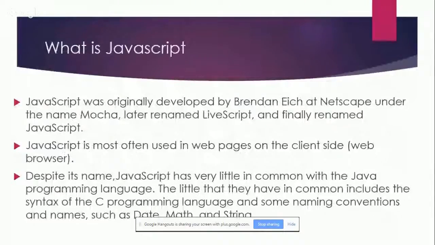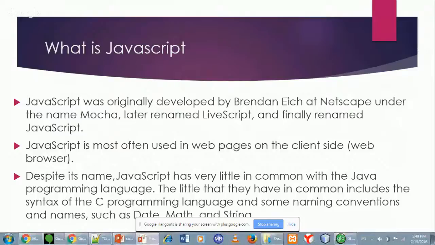So JavaScript was originally developed by a man called Brendan Eich at Netscape under the name Mocha. Later, he renamed it LiveScript, and finally, it was renamed JavaScript as we know it now. JavaScript is most often used in web pages on the client side. That's the web browser. So whether you are using Mozilla, Chrome, or Internet Explorer, you can have access to JavaScript. Despite its name, JavaScript has nothing or little to do with the Java programming language.